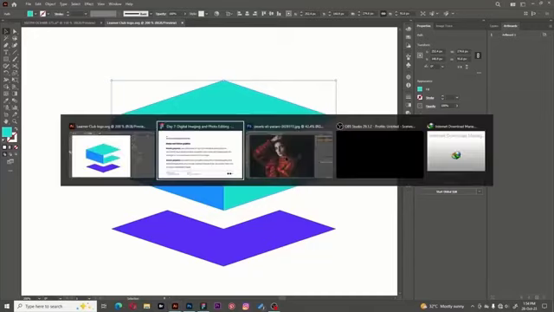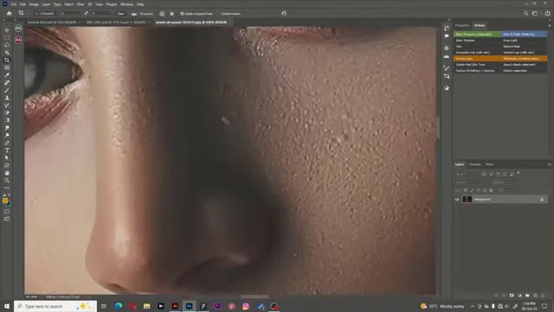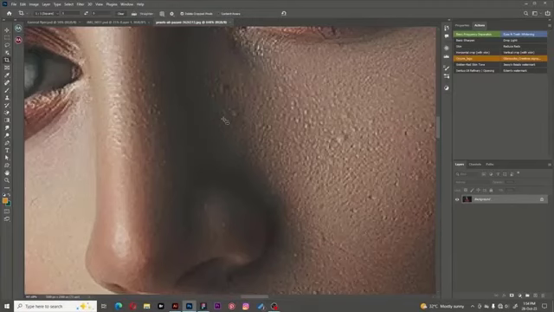Raster graphics, on the other hand, are resolution dependent. That means that when we scale it up, resize it to a bigger size, or reduce the size, it is likely to reduce in quality.